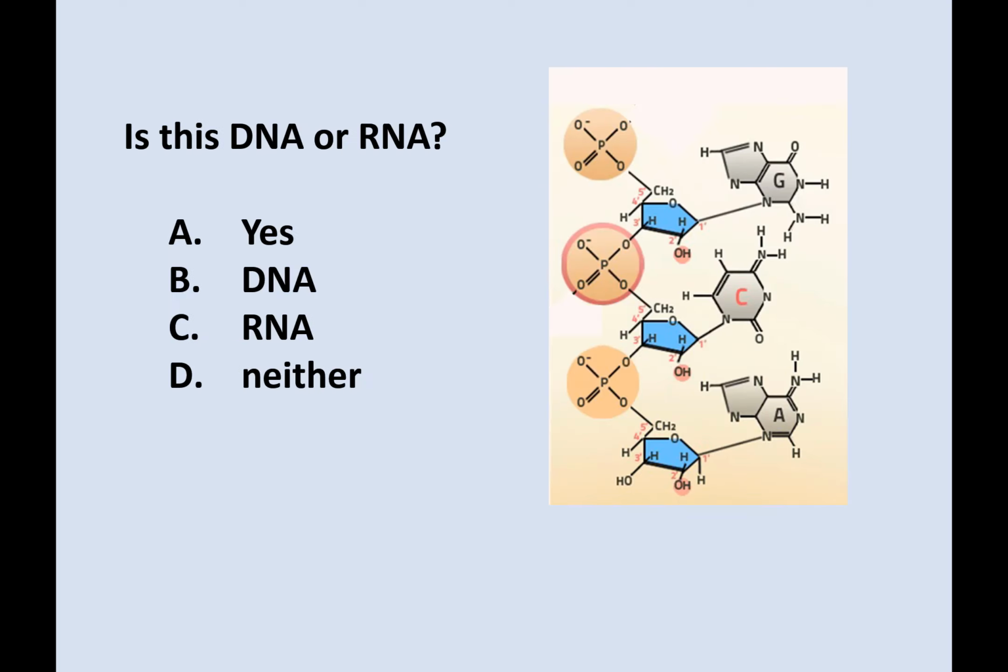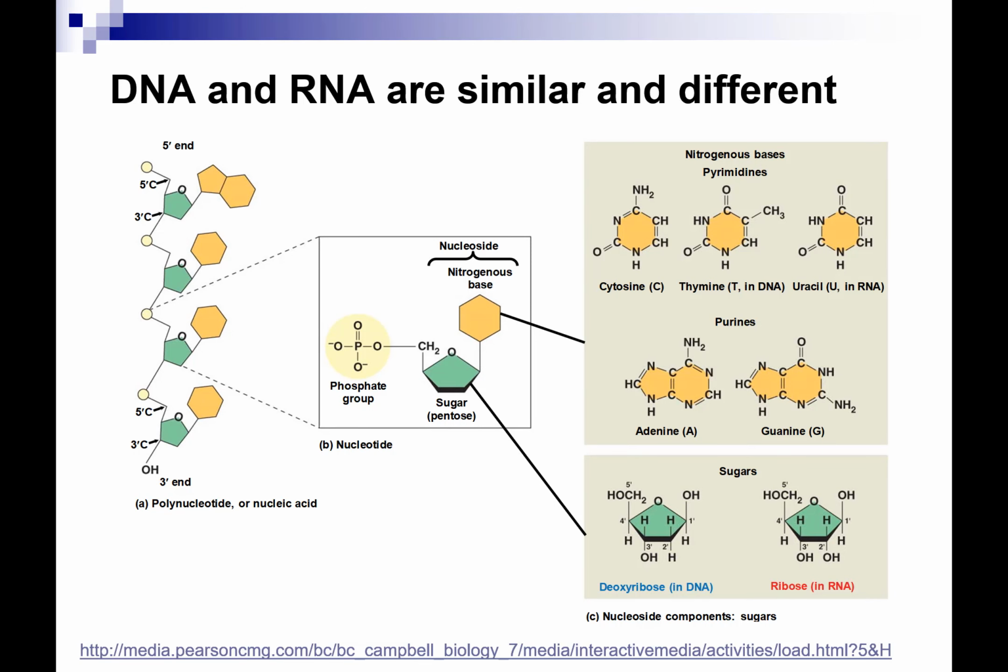And finally, take a look at this one. Is this DNA or RNA? And hopefully you noticed this OH here, that means it's RNA. If it was just a hydrogen, it would mean it was deoxy, it would mean it was DNA. Alright, so this is a nice little summary slide, how DNA and RNA are similar, yet different. Be able to talk about these differences and similarities, maybe in like a compare-contrast kind of thing.